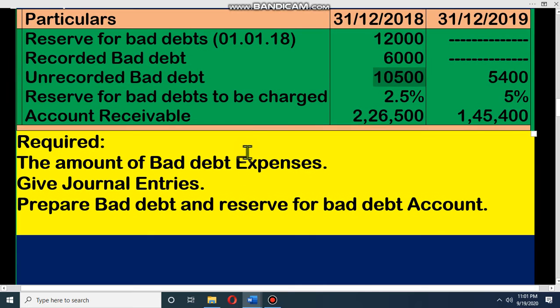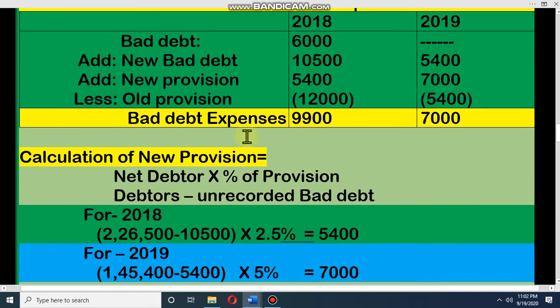You know that reserve for bad debt is charged on net debtors, so you have to calculate net debtors. Dear student, how can you find the amount of net debtors? Net debtor means debtor minus unrecorded bad debt. Last class we discussed the way of calculating net debtors. In this math there are only debtors and unrecorded bad debt. If there is unrecorded sales, we have to add it. If paid by debtors, we have to subtract it. If discount allowed to debtors, we have to subtract it. In this math we have only two items: debtors minus unrecorded bad debt.